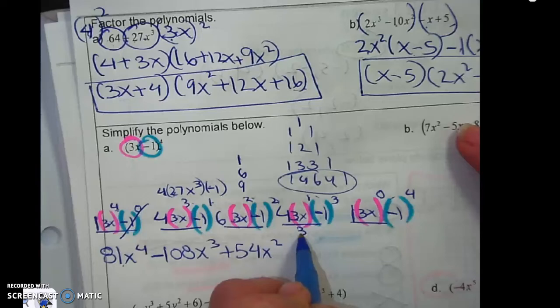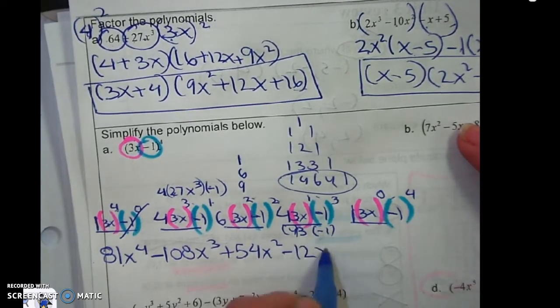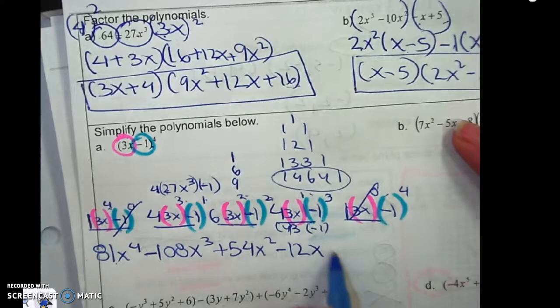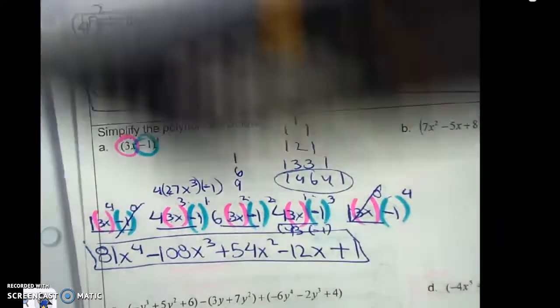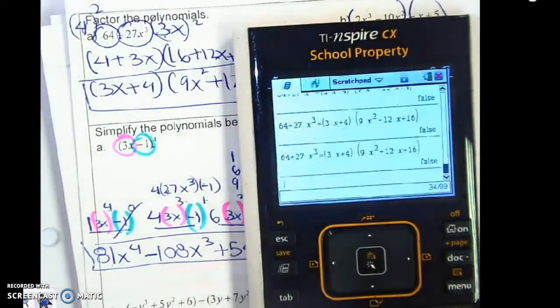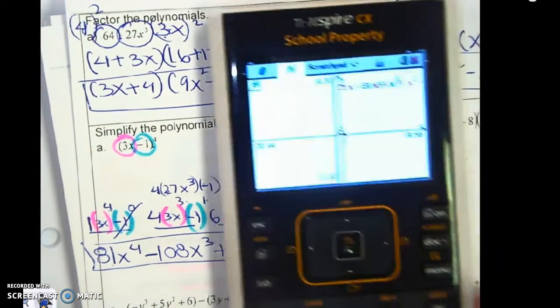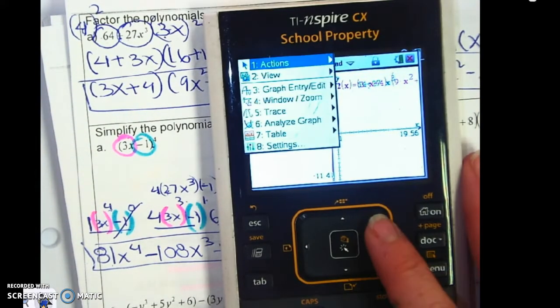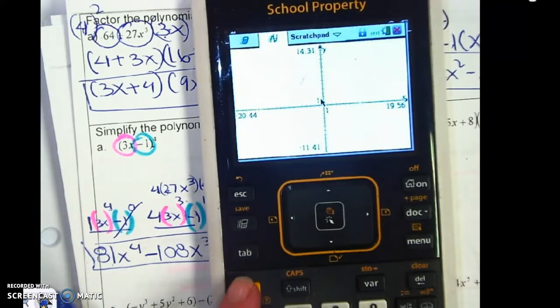3x to the first is 3. Negative 1 cubed is negative 1 times 4 is negative 12x. Negative 1 to the fourth power is positive 1. Again, what I would do, because the calculator might be fidgety, is I would go home. I would go to graph. I have graphs already there. Menu, actions, delete all. Am I sure? Of course I'm sure. Go Control G to graph it.